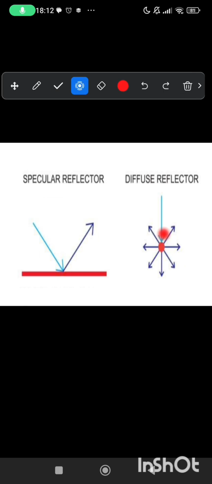So here we can see the concept of a specular reflector. You can see there is a large reflector present here. When the sound beam hits the reflector, it bounces back in one direction, and it is almost 90° to the incident sound beam.